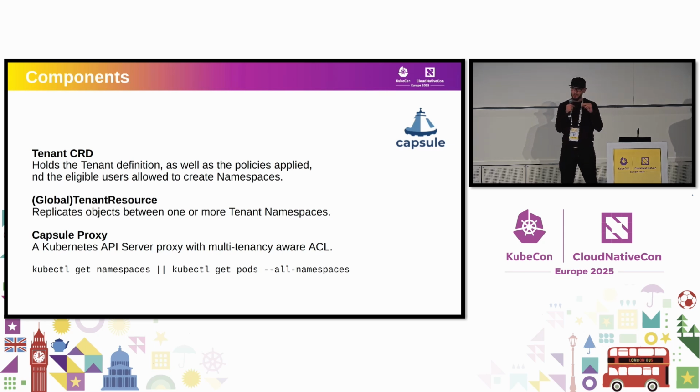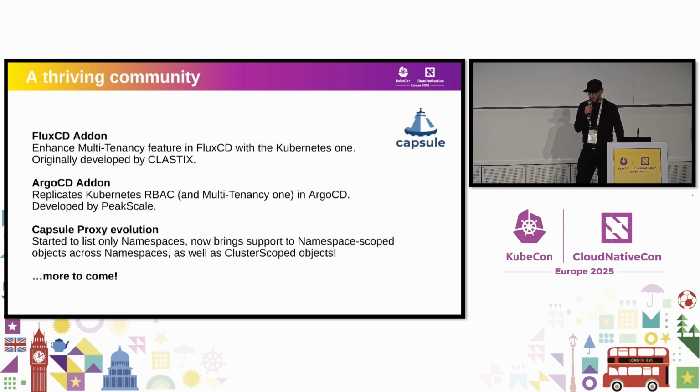So essentially, we try to solve the main problem of kubectl get namespace, and I just want to get the list of my namespaces. It was born just to serve namespaces, but essentially, in the latest releases, we introduced some nice features. It's an ACL proxy in front of the API server, so you're not ending up with multiple API servers. There is also a thriving community, and I just want to mention that we have some add-ons.